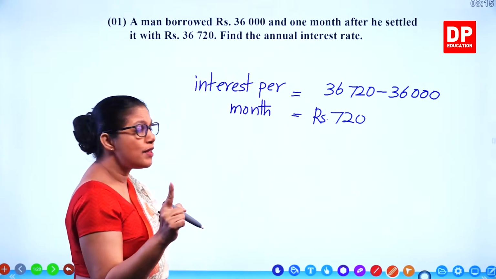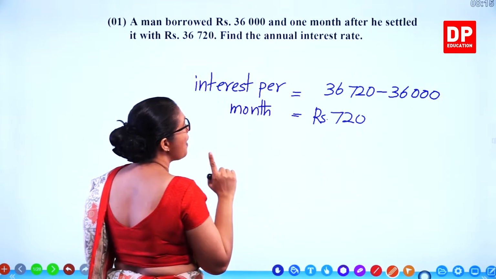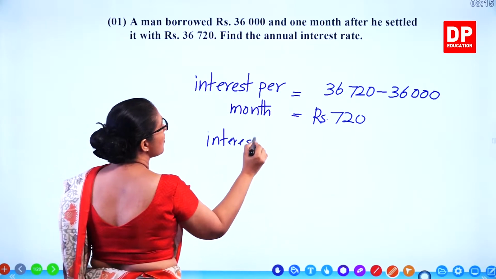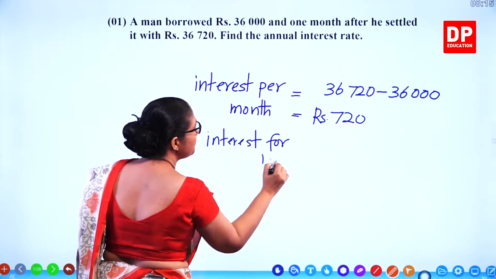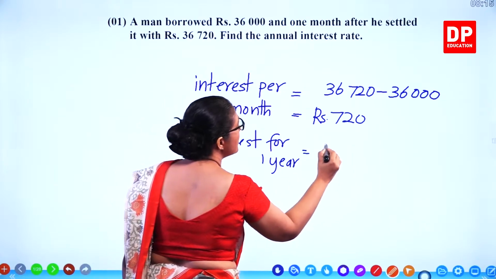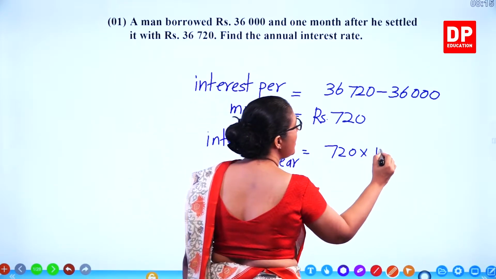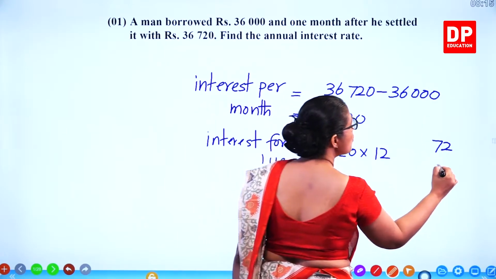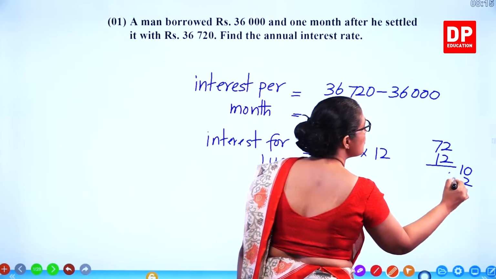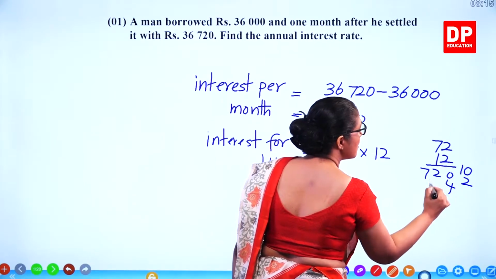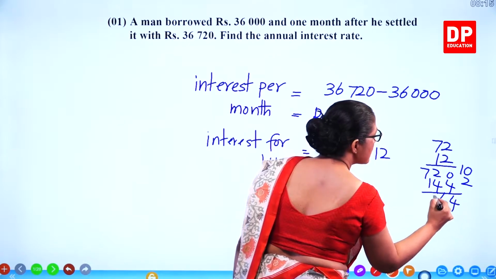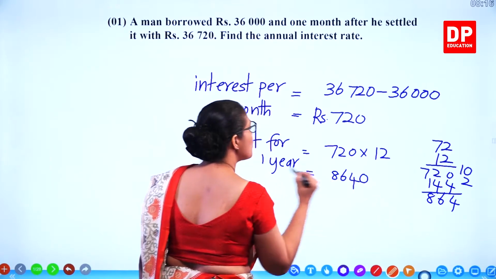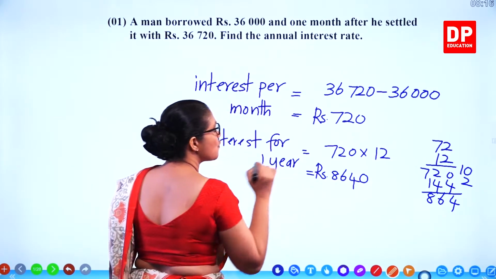So you have to find out the annual value. So multiply by 12. Interest for 1 year: 720 multiplied by 12. So 720, or we'll multiply 72 times 12. You get 864, and we need to put 0. So this is the interest for the year, 8,640.